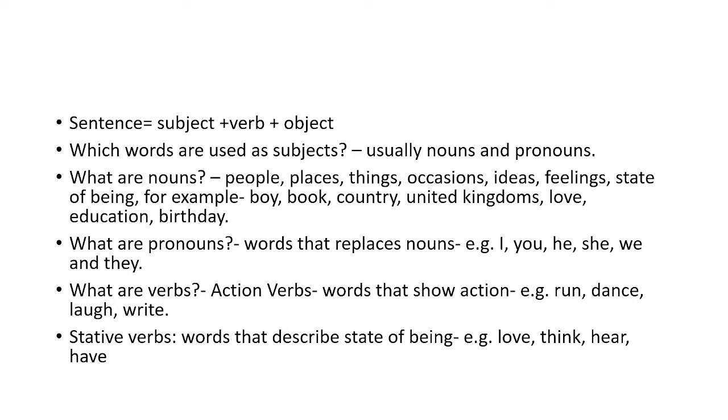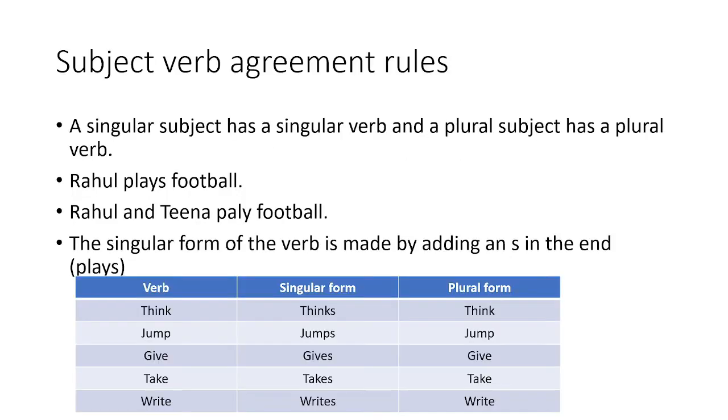Now, there are two kinds of verbs. One is the action verbs, and the second one is the stative verbs. The stative verbs are words that describe a state of being, for example, love, think, hear, feel, and have. There are some interesting facts about that. Note that the word love can be a noun or a verb depending on how it is used in a sentence. For example, he loves her. Here love is a verb. And love is a beautiful feeling. Here love is an abstract noun.